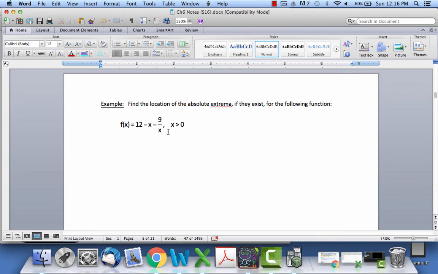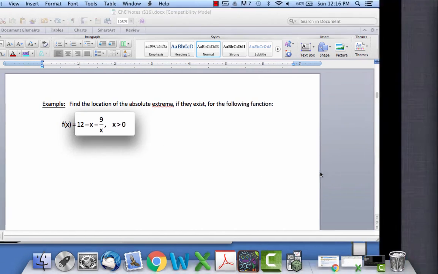Okay, so here I have one where it's still a restricted domain, but it's an open interval. It's greater than 0, so it's not closed at 0, and it's also going off forever, infinity. So I don't have endpoints, but I have 0 and positive infinity to kind of check the limits.